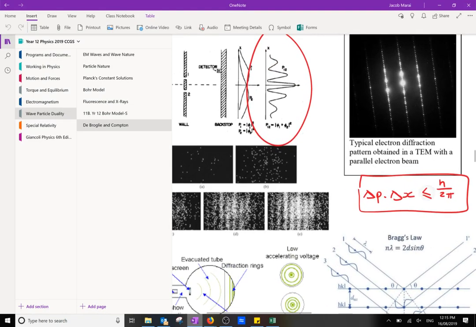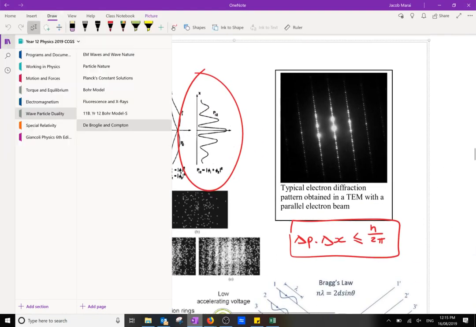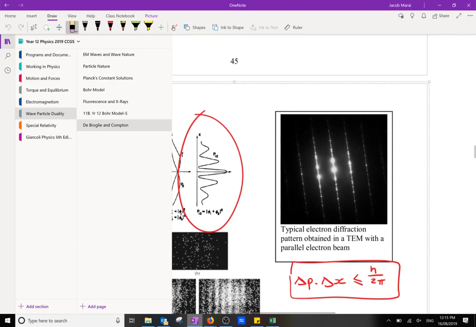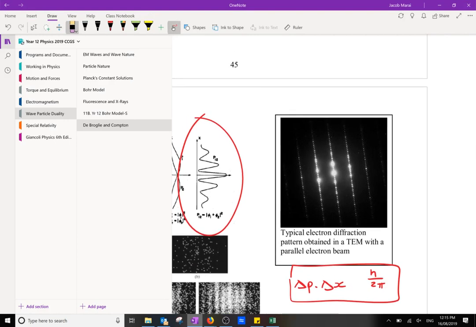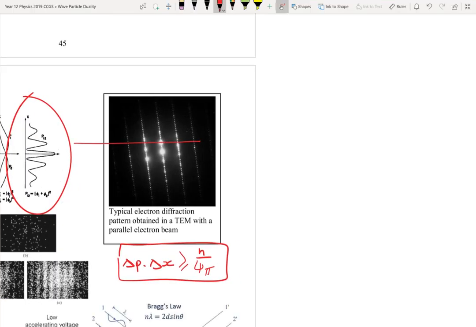Okay, so I'm just going to delete. I don't think I can delete that. Hang on. Draw, erase. All right. I had it wrong. It's 4 pi. All right, there we go. Now, oh, geez, don't want that.